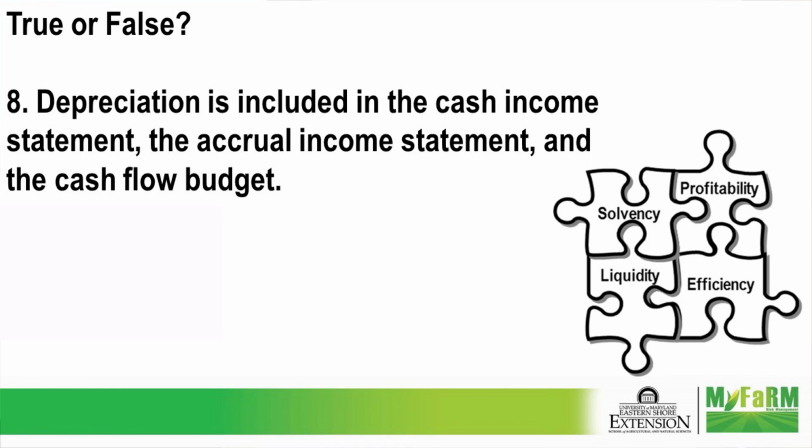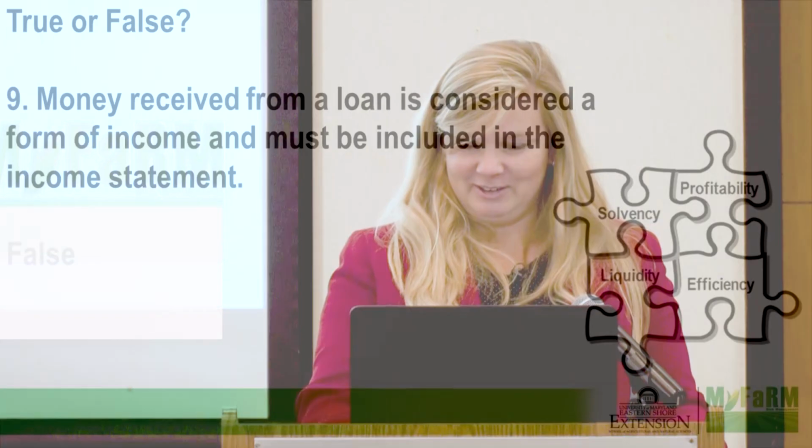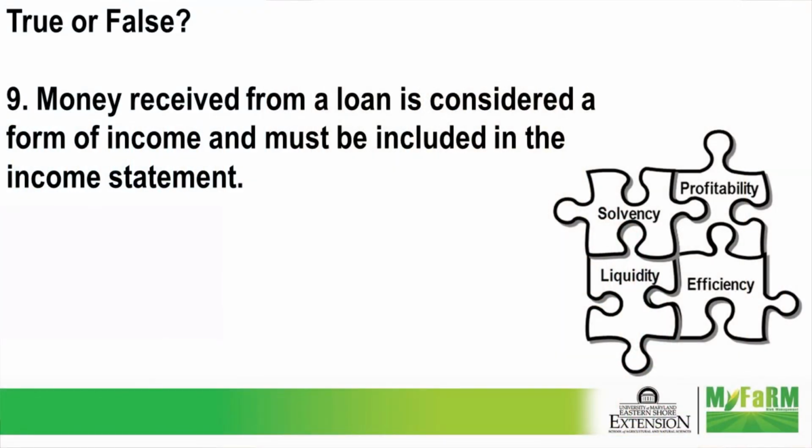All right. We're going to talk some towards the end about depreciation. Very important when you're buying equipment and using equipment. Depreciation is included in the cash income statement, the accrual income statement, and the cash flow budget. Can you take a guess? False. All right. Money received from a loan is considered a form of income and must be included in the income statement. So is a loan income? No. All right, so that one's false.